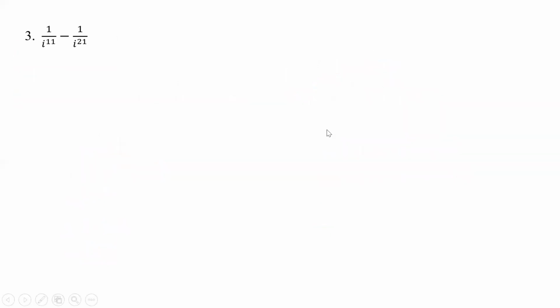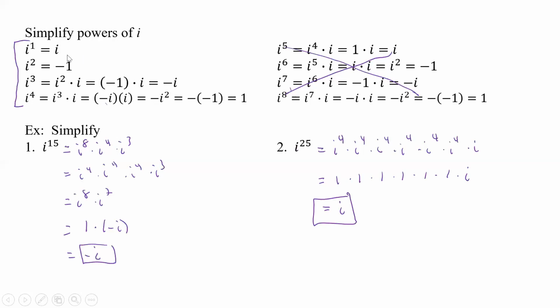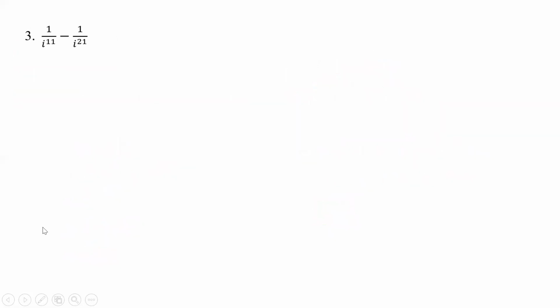All right, what about this? Well, it looks like we're subtracting 2 fractions and we have i's in the denominator. And so what am I going to do? Well, I'm going to try to simplify this i to the 11th and i to the 21st before I do anything else, to get it to something like one of these things here, either i, -1, or negative i, or 1. So I'm going to try to get it into one of these formats, i to the 1st through the 4th. So let's do that first. i to the 11th and i to the 21st.